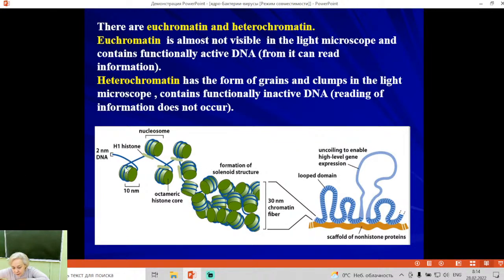On this slide you see the first level of packaging of DNA, nucleosomal level. You can see DNA molecule surrounding octamer, and octamer with DNA is called nucleosome, nucleosomal level. After that, nucleosomes join together and form the next structure, solenoid structure or chromatin fiber. The diameter of this structure is 30 nanometers.